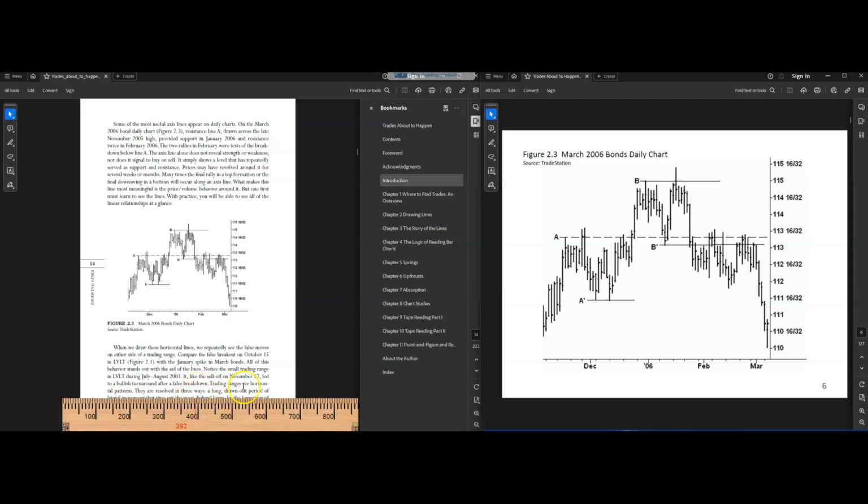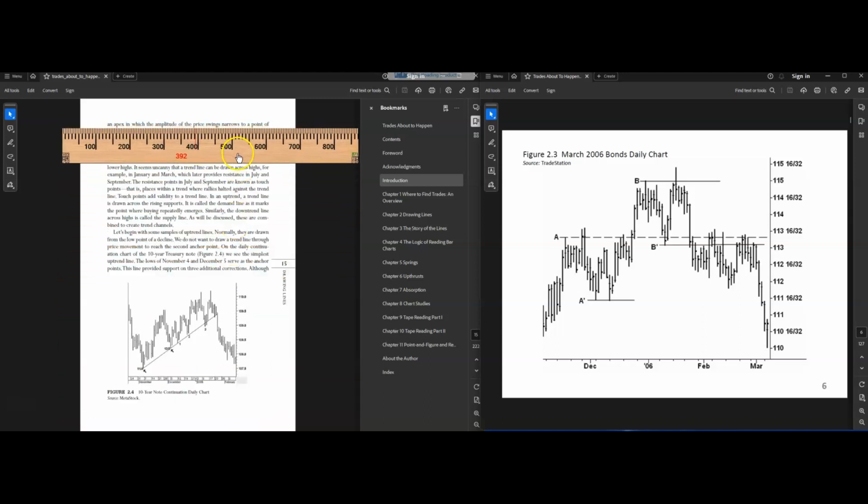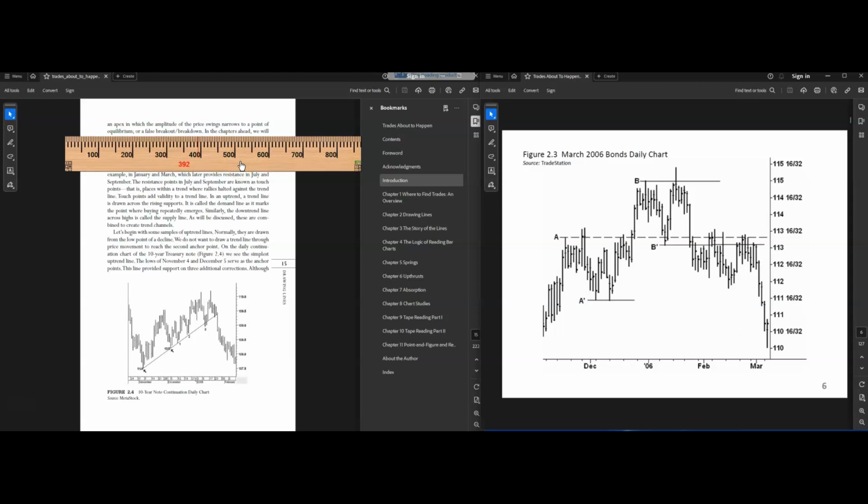Here, trading ranges are horizontal patterns. They are resolved in 3 ways. All right, so how does the range resolve? You got lateral movement and everyone's tired out by the formation of an apex or a false breakout breakdown.